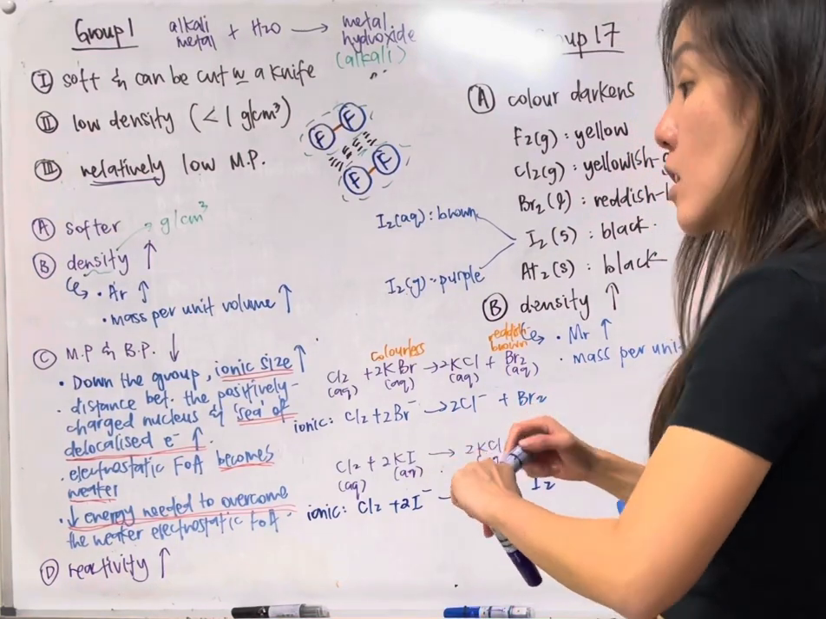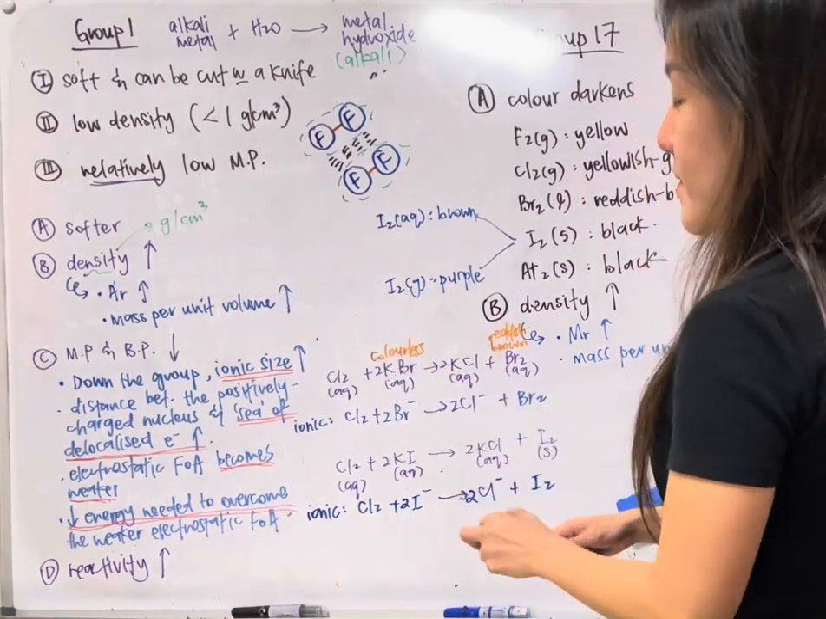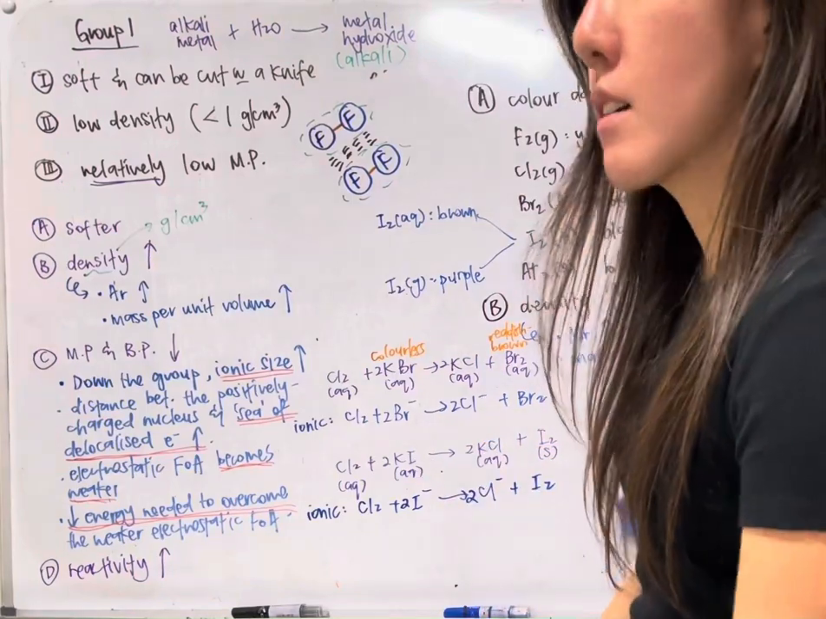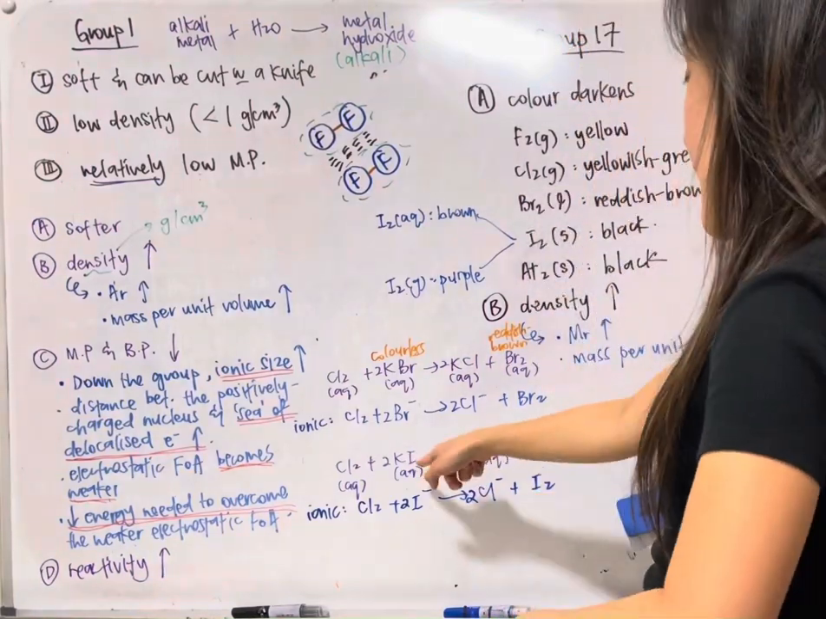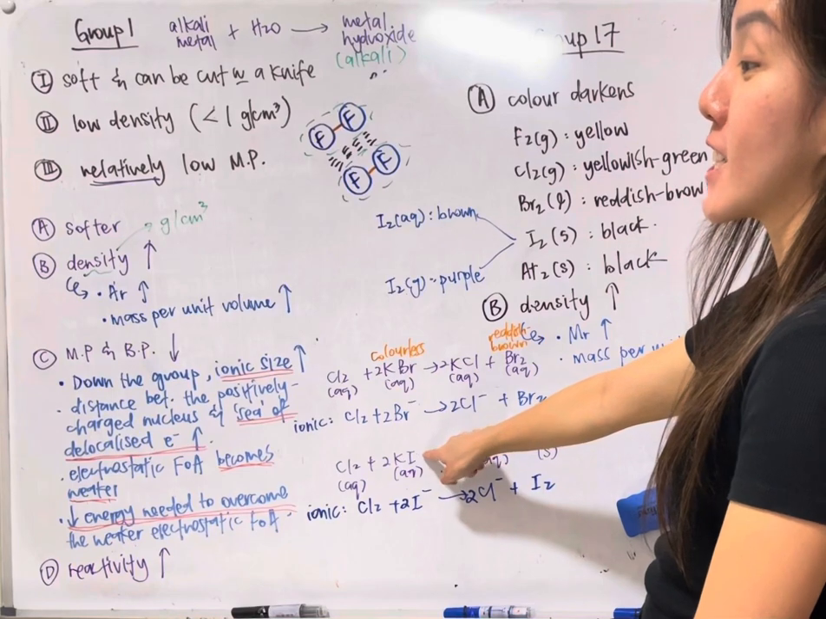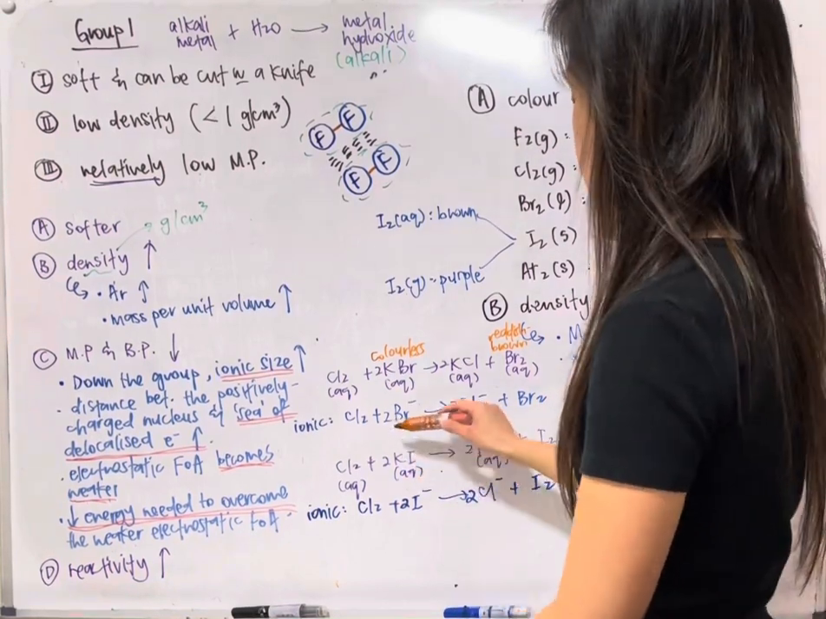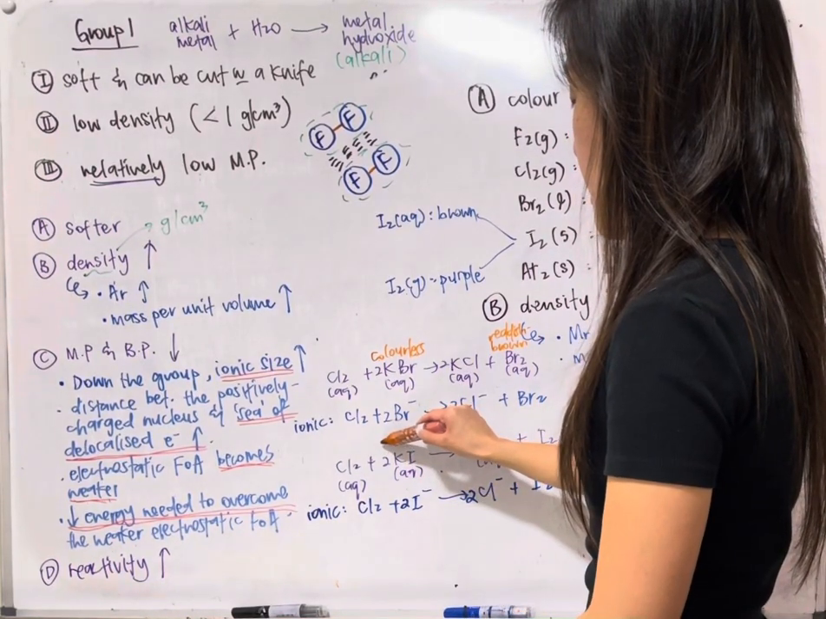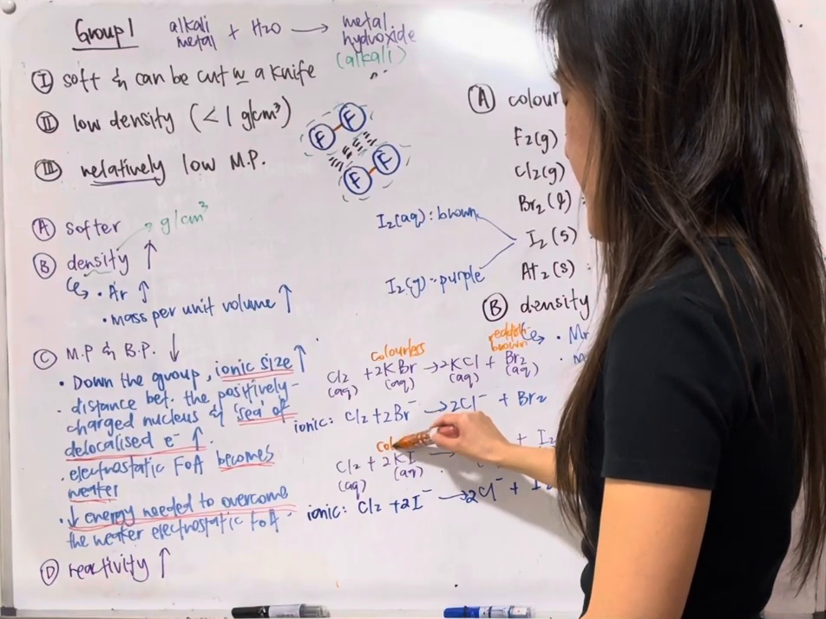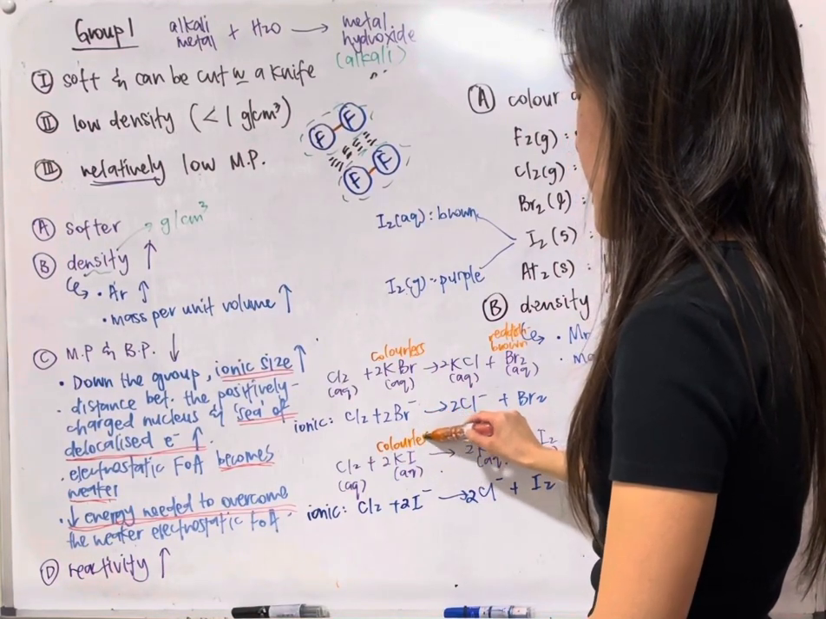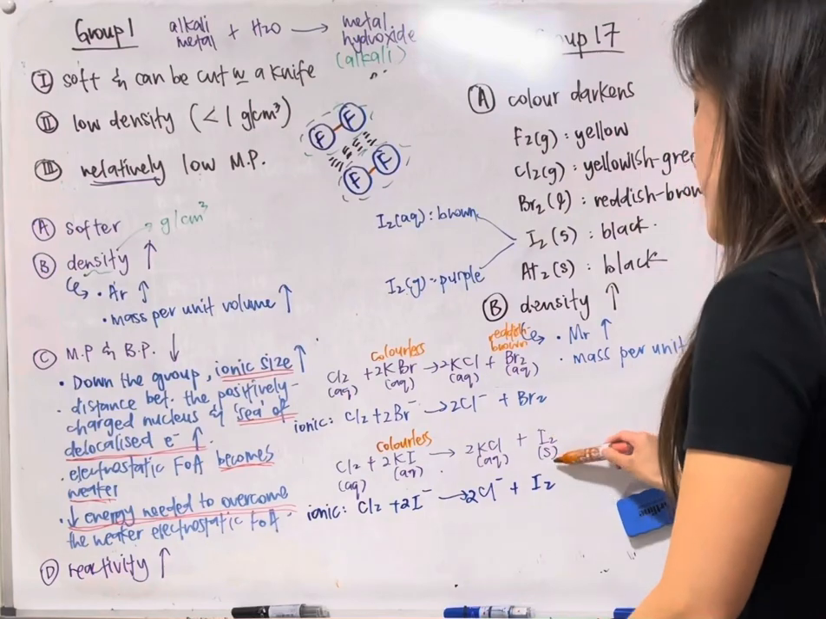Okay, now the observation. This is what color? Black? Hello, this is a group 1 salt, not a transition metal. So what color is this? Colorless. Colorless potassium iodide will turn what color?